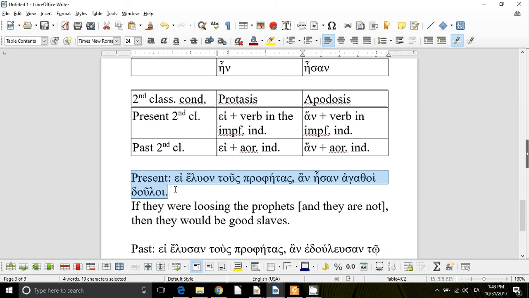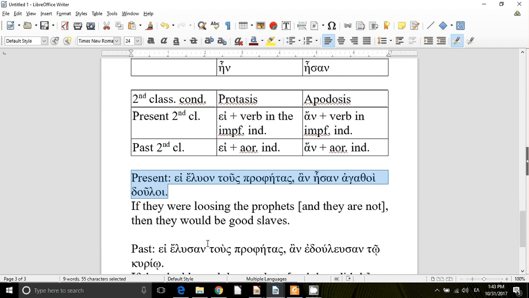So here's our example. Ei eluon tous prophetas, eisan an agathoi douloi. If they were loosing the prophets, and they're not, then they would be good slaves. And that's the subjunctive in English. If I were a rich man.